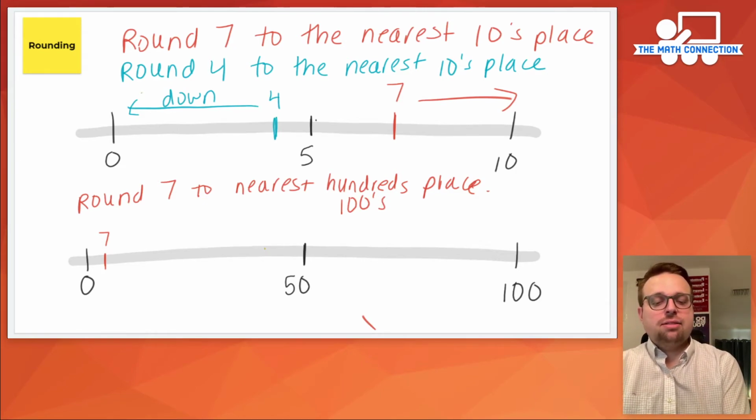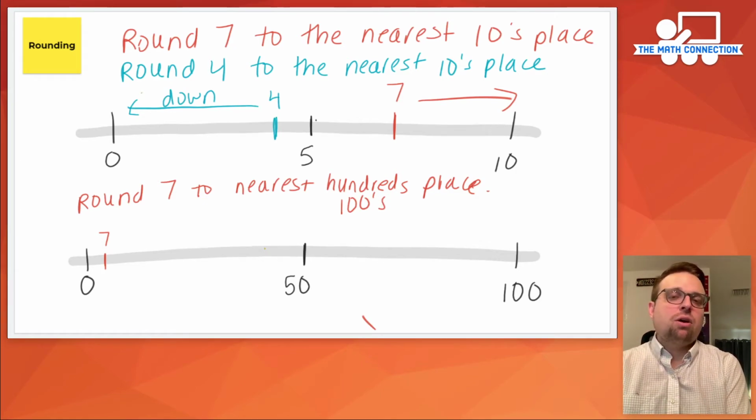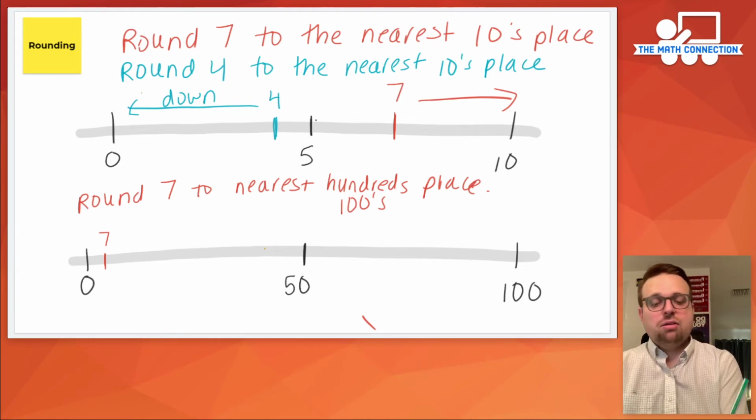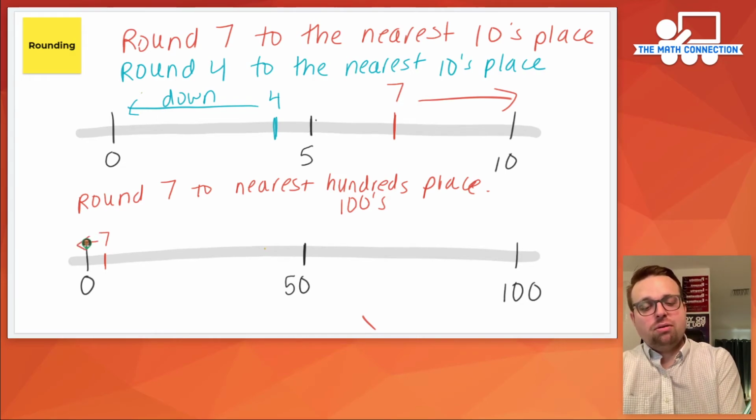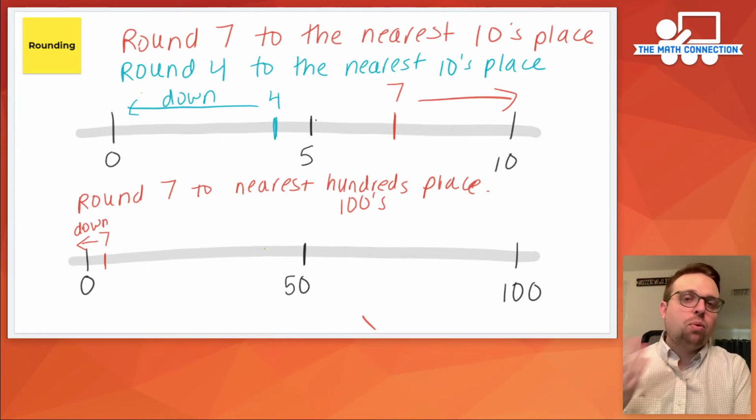Okay, is this less than the midpoint or is it larger than the midpoint? And it's less than. So this is going to round down. So a particular number does not always round up or down. It really depends on what you're rounding it to.